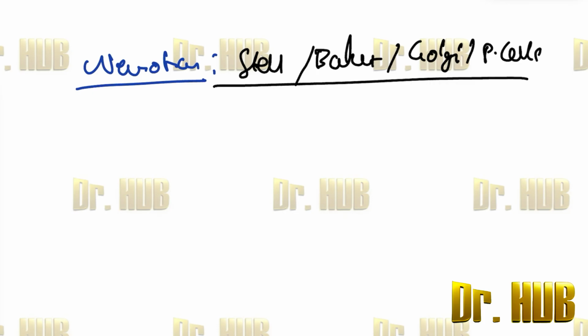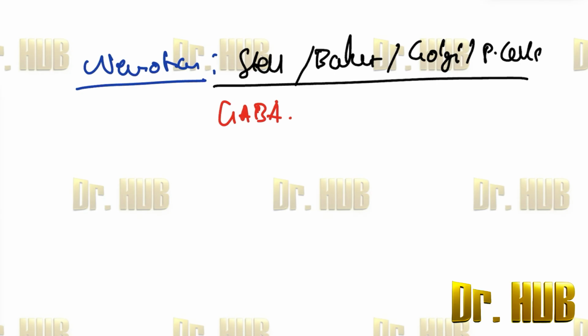Next, we move on to the neurotransmitters. What are the neurotransmitters released? We discussed the stellate, basket, Golgi and Purkinje cells. What is present here is GABA.